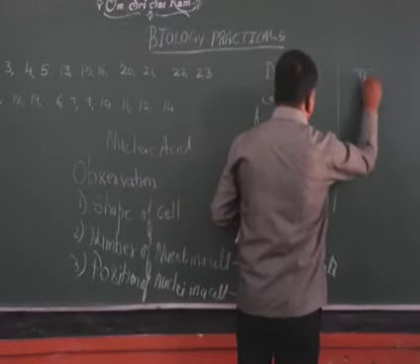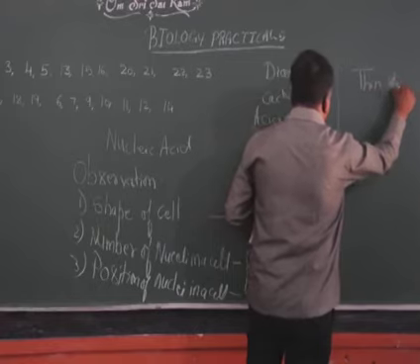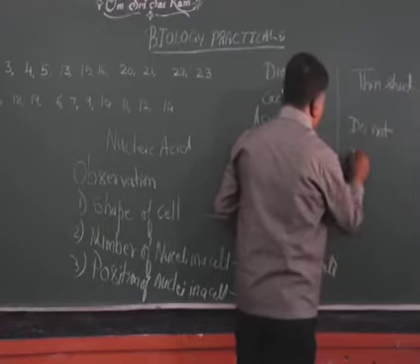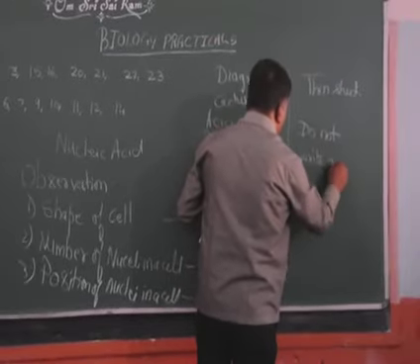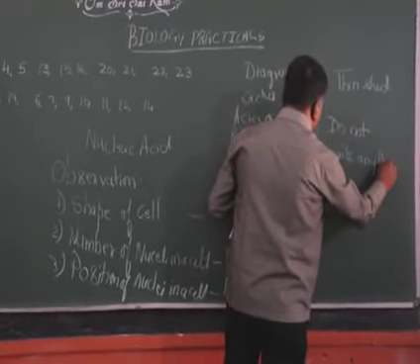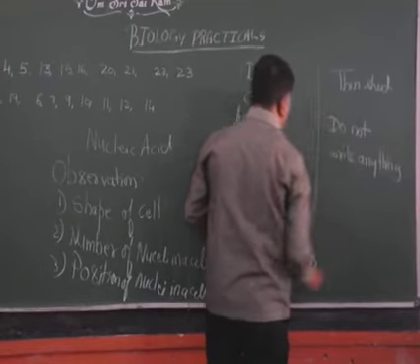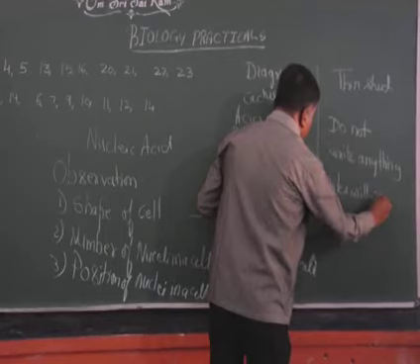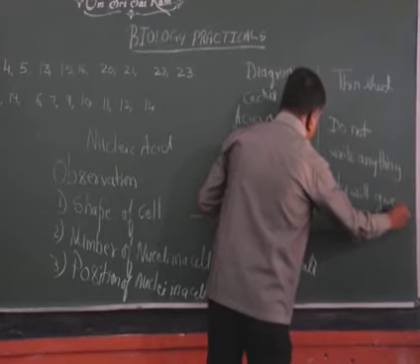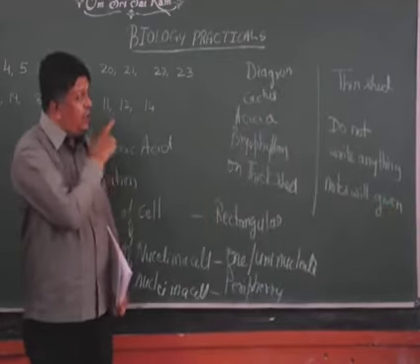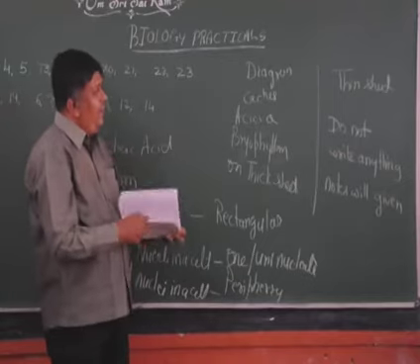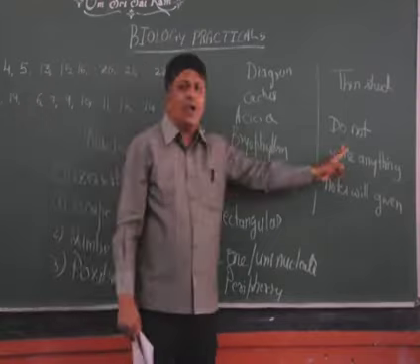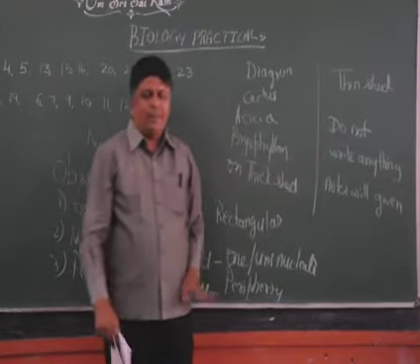Opposite the thin sheet, do not write anything. Notes will be given. In case you already have notes from your senior, write the points pertaining to acacia and bryophyllum, you can write the note. Otherwise, leave the page empty.